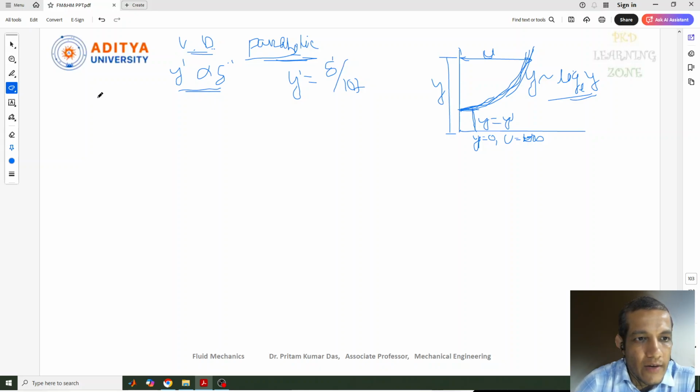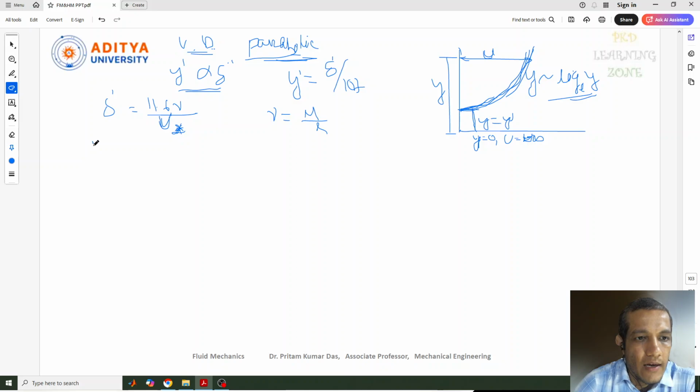Again, what is the delta dash value he got? Here delta dash equal to 11.6 nu divided by u star. We know that u star is the shear velocity, and nu is nothing but the kinematic viscosity. Kinematic viscosity, we know, is mu by rho. Okay, so this is the value of delta dash.